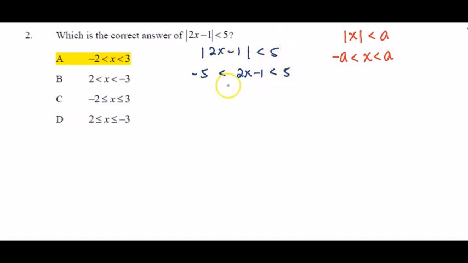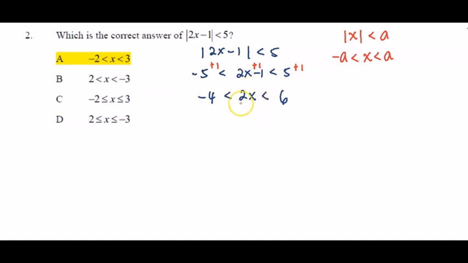Then after that, I'm going to add 1 on all 3 sides, because I'm going to eliminate the negative 1 here, so I add 1 in the middle. At the same time, I add 1 on the right side and the left side also. So I got my 2x in the middle now, because negative 1 plus 1 you get 0, and negative 5 plus 1 you get negative 4, and 5 plus 1 you get 6.